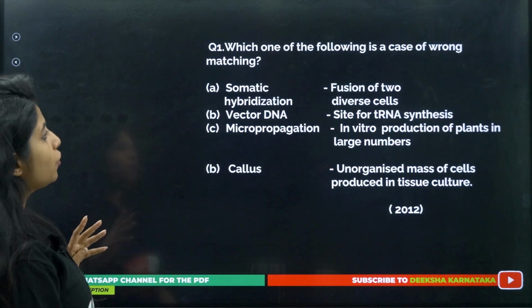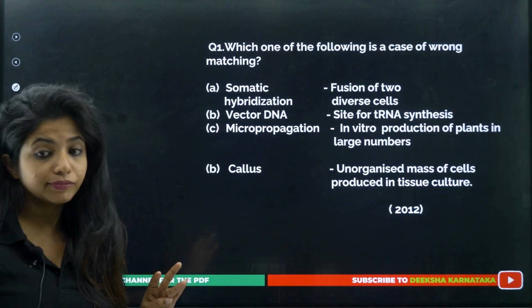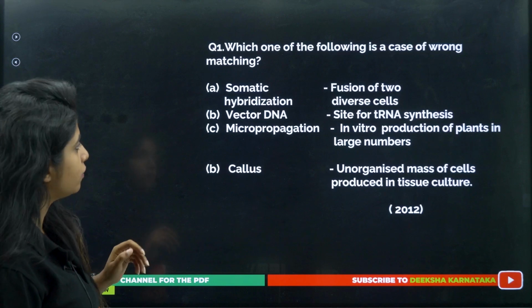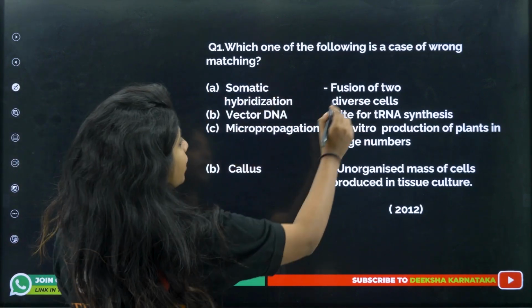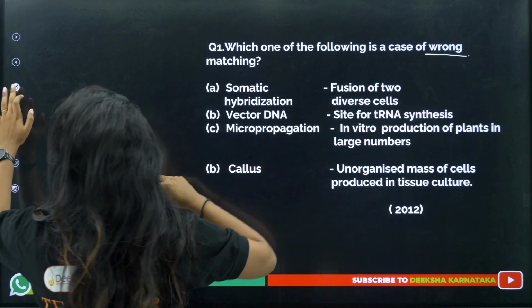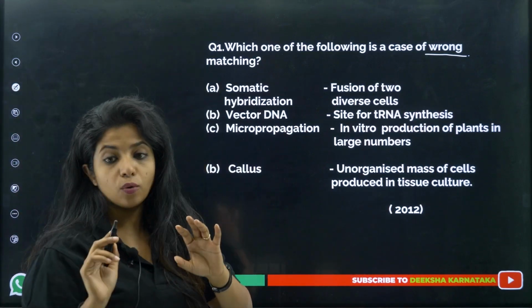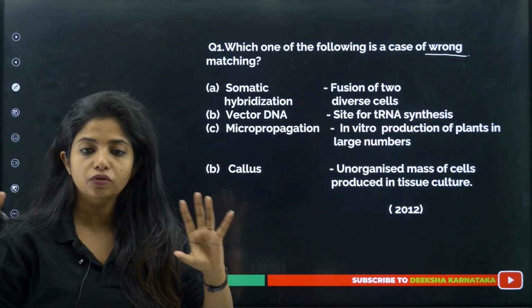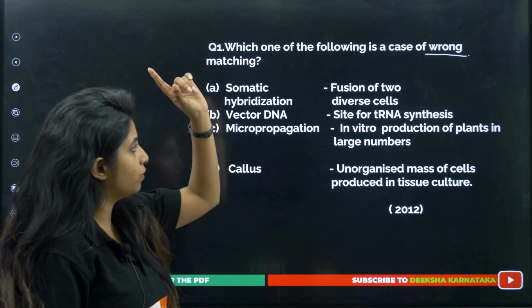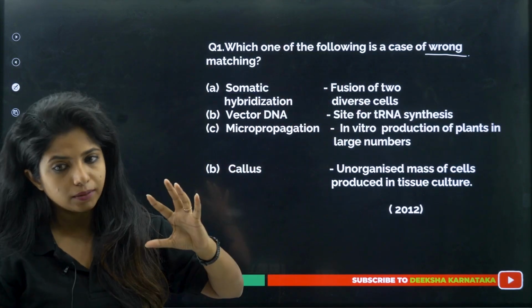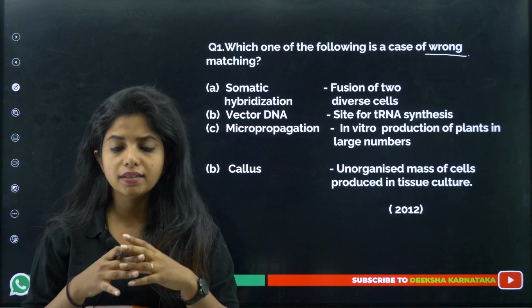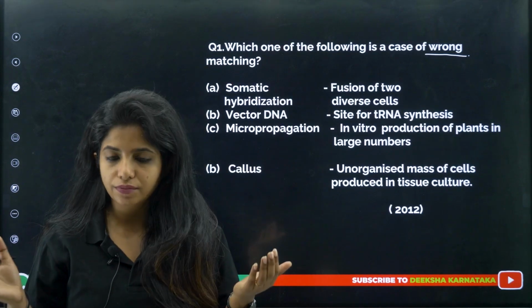Chalo. Which one of the following is a case of wrong matching? This came in NEET 2012. Somatic hybridization means fusion of two diverse cells. We want to find the wrong matching, so please underline 'wrong' over there, because sometimes people get confused about what they are searching for. So we have to look for the wrong one. Somatic hybridization means fusion of two diverse cells. It's fine. Two diverse cells, you are hybridizing them. That means somatic hybridization.